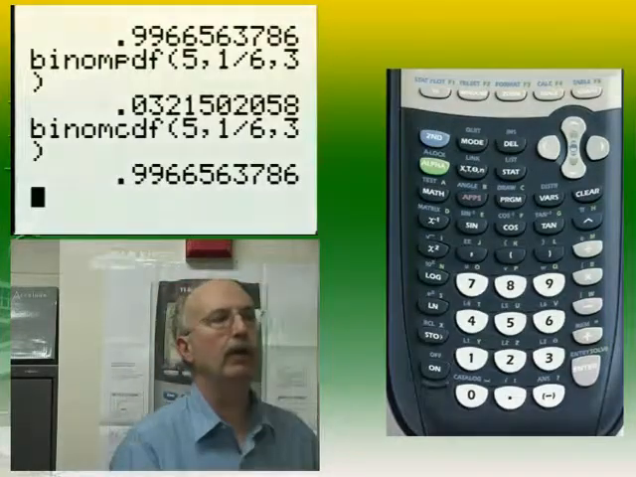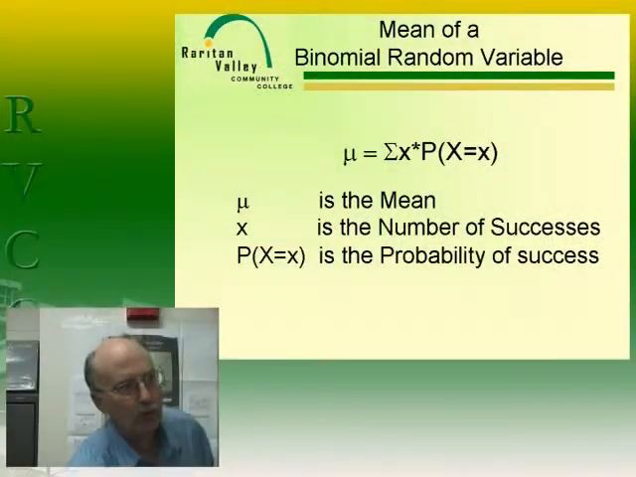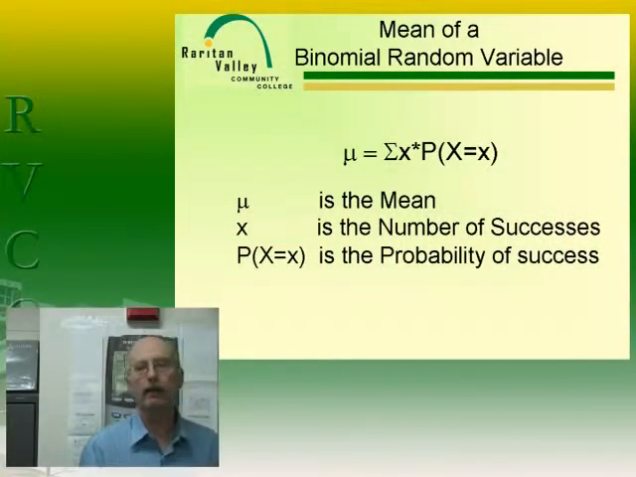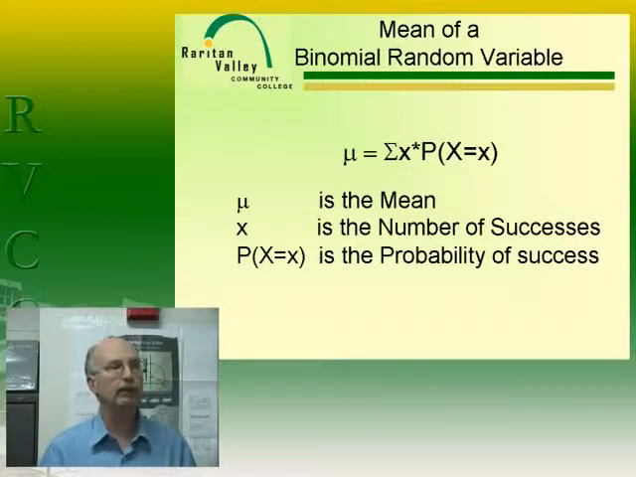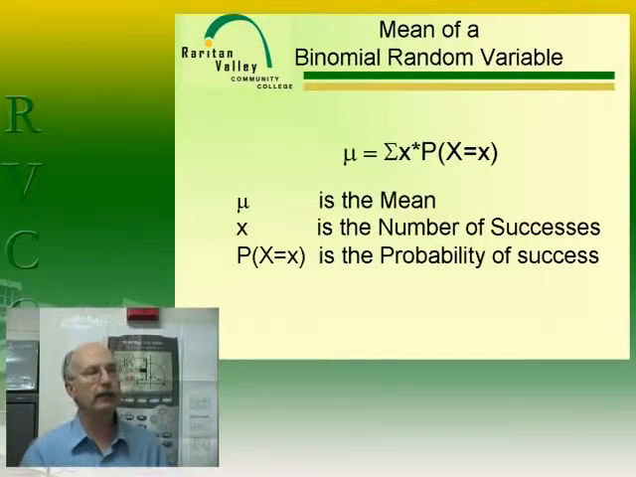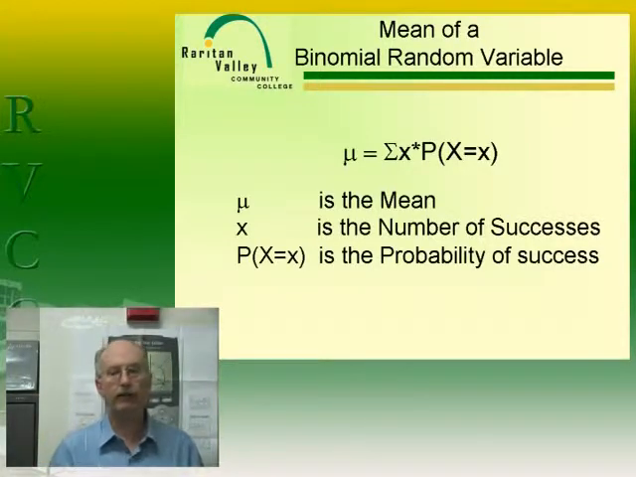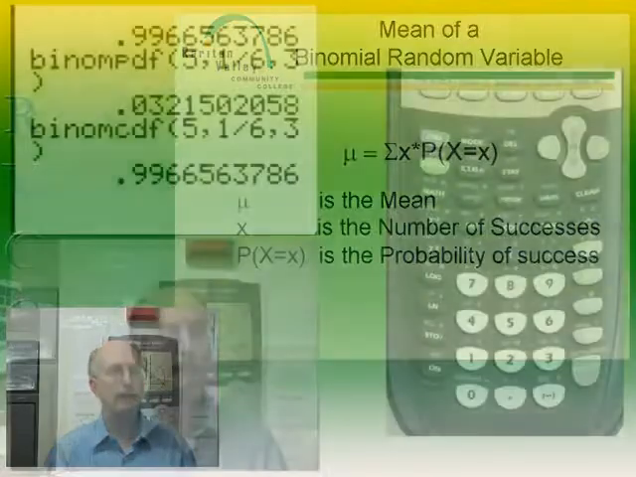Now, why don't we move on? The next thing that we're often asked to calculate is the mean of a binomial random variable. And the formula for the mean is the sum of x times p of x. So let's do that in our calculator.